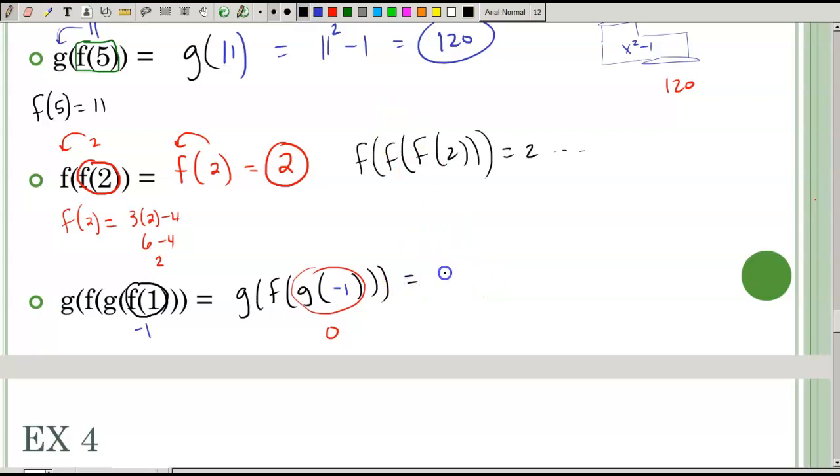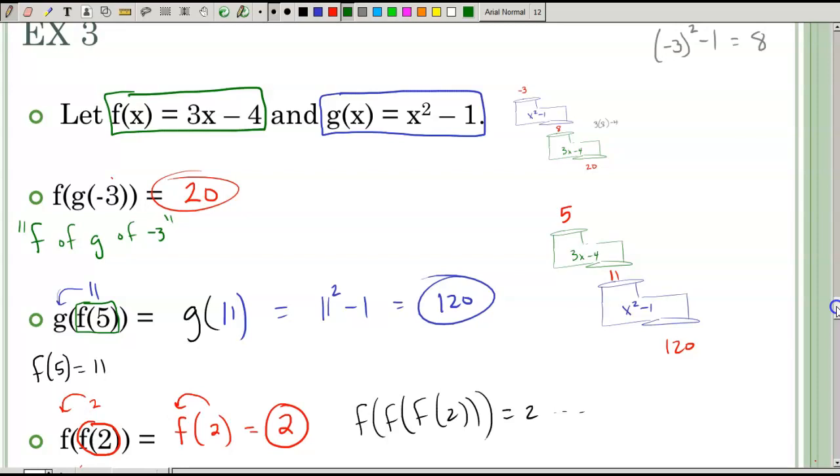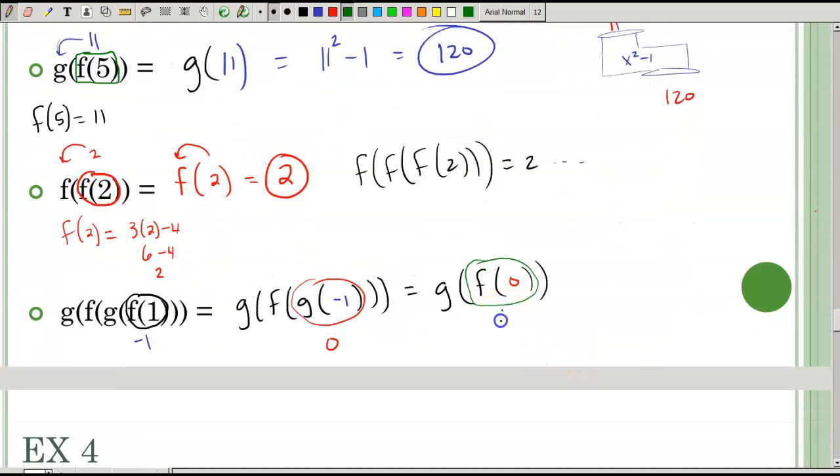Okay, so now I'm going to keep writing this, and I'm going to say this is g of f of, and this middle part became a 0. All right, so next one up. Now I'm looking at the innermost parentheses. What is f of 0? Going back to f, 3x minus 4, that'd be 3 times 0 minus 4. So that would be negative 4. Okay, so we're almost done. So this is going to be g of, and now I know that this last one is going to be negative 4. And now I'm at my last function.